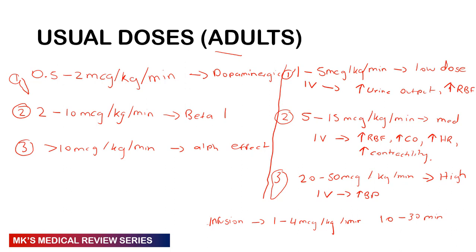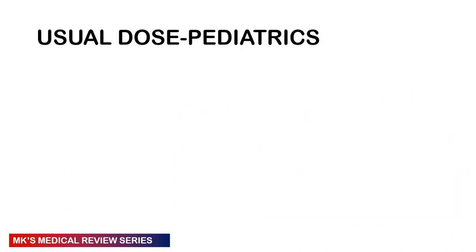This is in adults. Now, what about in pediatric patients? Remember that in pediatric patients, we generally want to use a dosage of 1 to about 5 micrograms per kg per minute. And of course, this is going to be given as an IV. We can actually increase this dose to about 5 to about 20 micrograms per kg per minute.